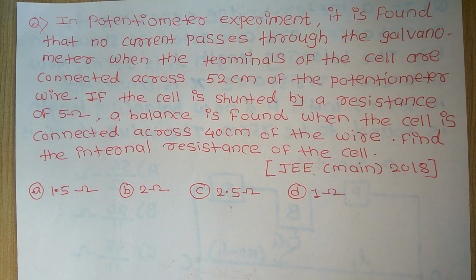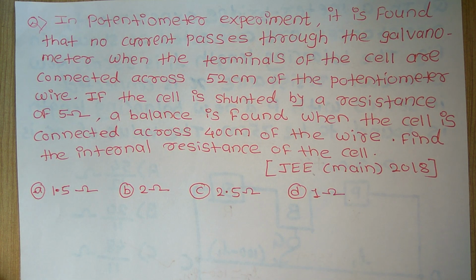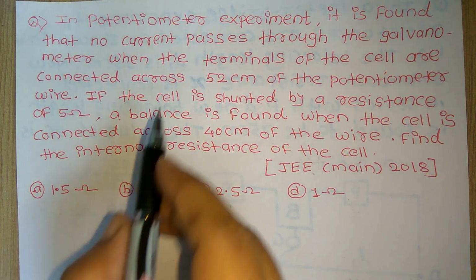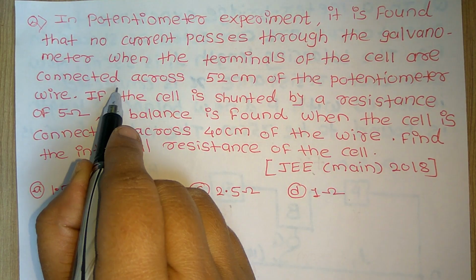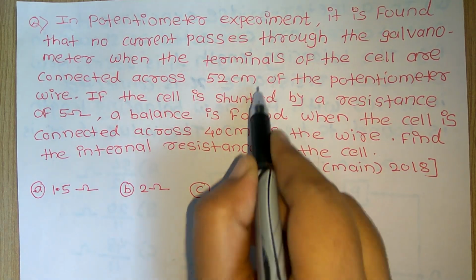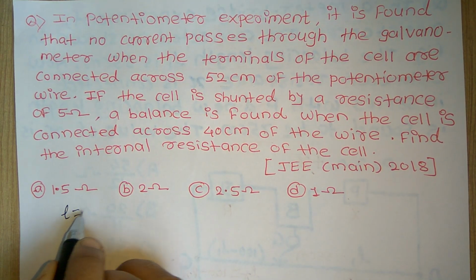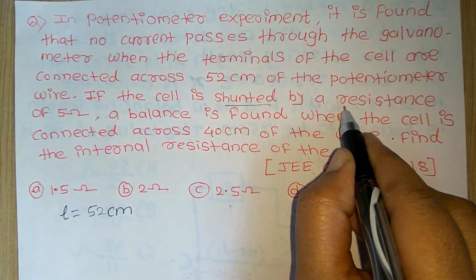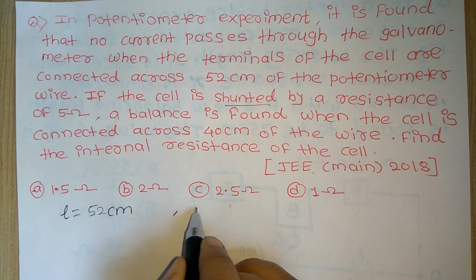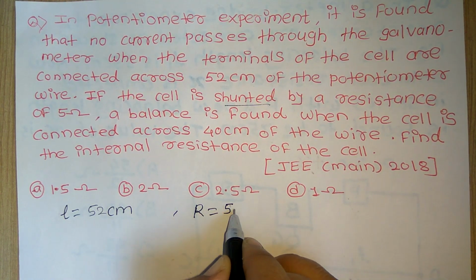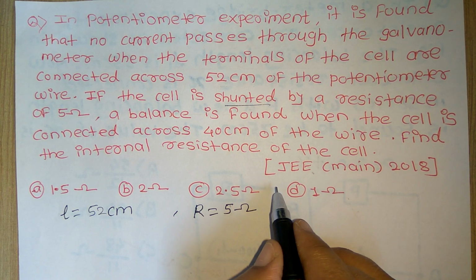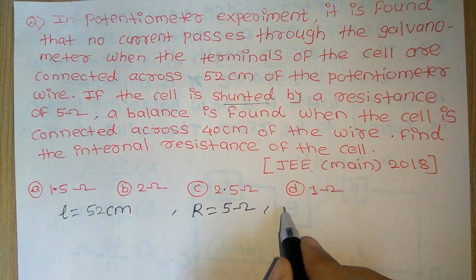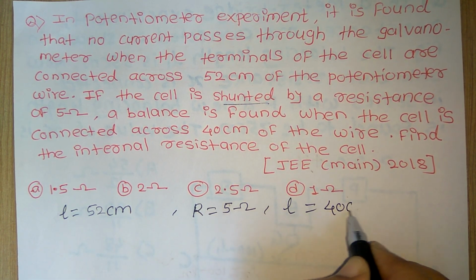In a potentiometer experiment, it is found that no current passes through the galvanometer, that is null deflection, when the terminals of the cell are connected across 52 centimeter of the potentiometer wire. What they have given? They have given balancing length 52 centimeter. Next, if the cell is shunted, means connected in parallel by a resistance of 5 ohm, they have given the parallel resistance R as 5 ohm, a balance is found when the cell is connected across 40 centimeter. When the parallel resistance is connected across the cell, we get the balancing length at 40 centimeter.